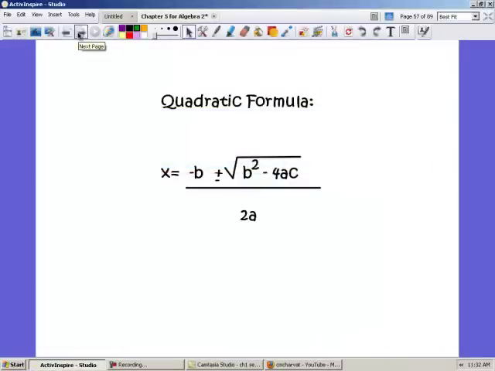This is the quadratic formula. This is a very, very important formula that you need to write down in your notes because you're going to use it constantly. What the quadratic formula tells you is what are the intercepts on the x-axis.